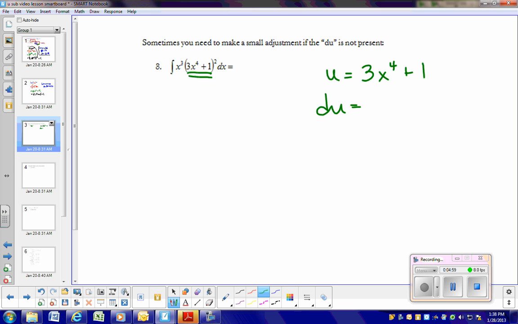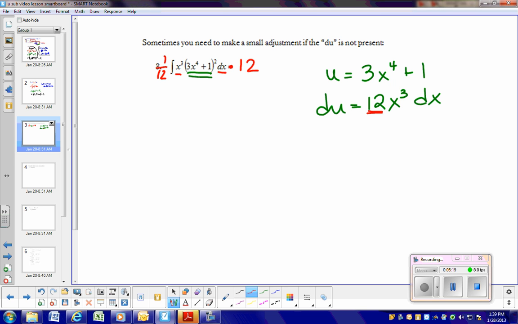But when we take the derivative, we get 12x cubed dx. And I look back to my question now, and I say, well, I've got the x cubed and the dx, but not so much the 12, right? This is what I do. And if you go to the MRC, by the way, different teachers kind of show this part differently, but I show it like this.